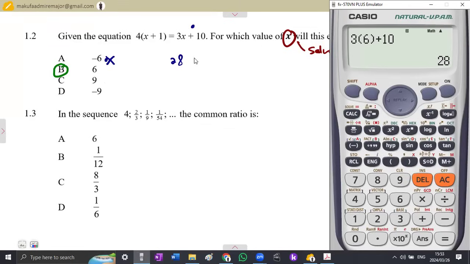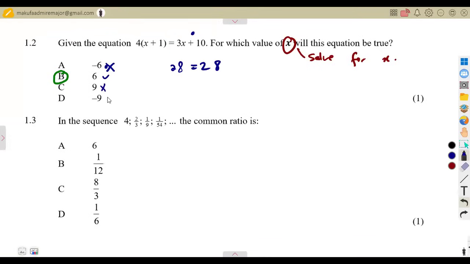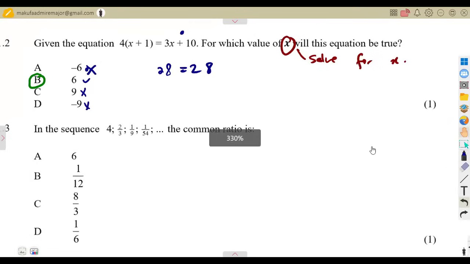This is 28. So as you can see, the left-hand side and the right-hand side are equal when this is a 6, meaning our answer is correctly 6. You see that this is going to be wrong, and this is going to be wrong also. So that's paper 1 for you. The answer there was B.